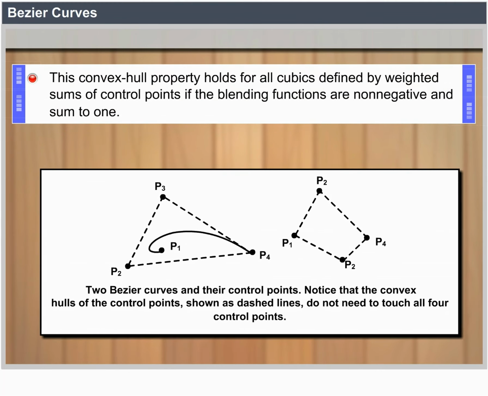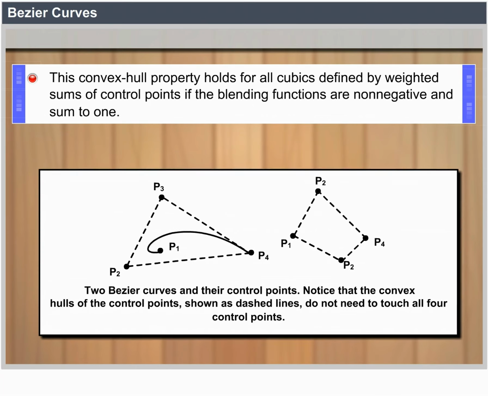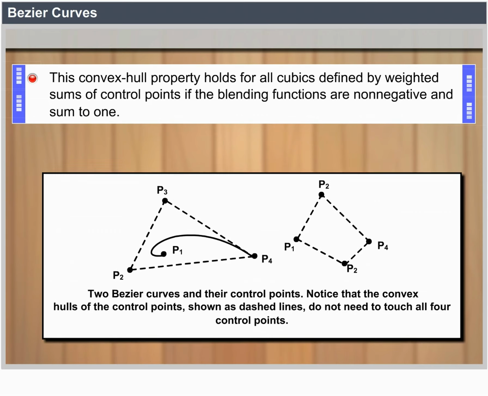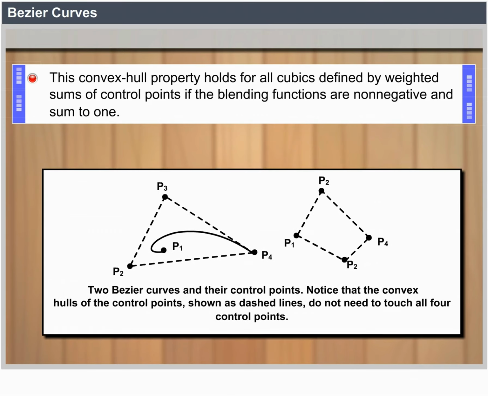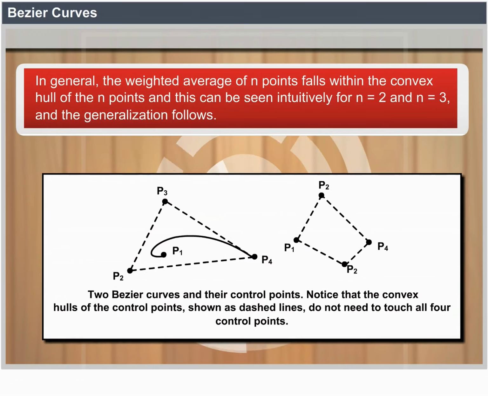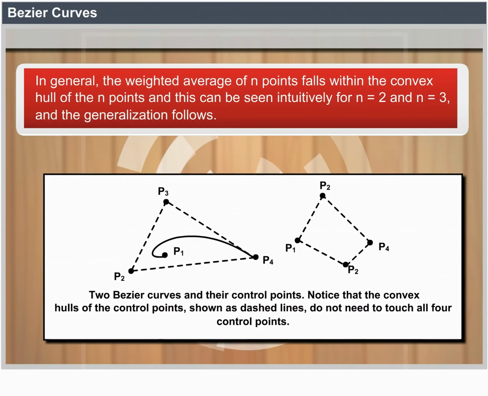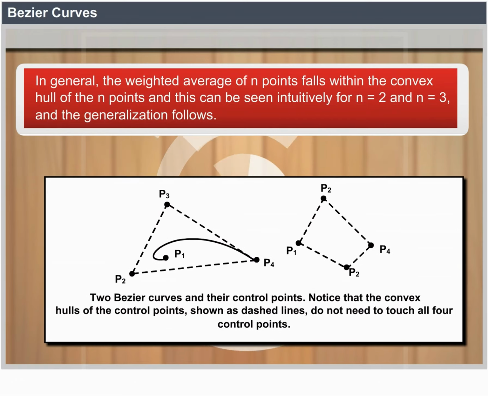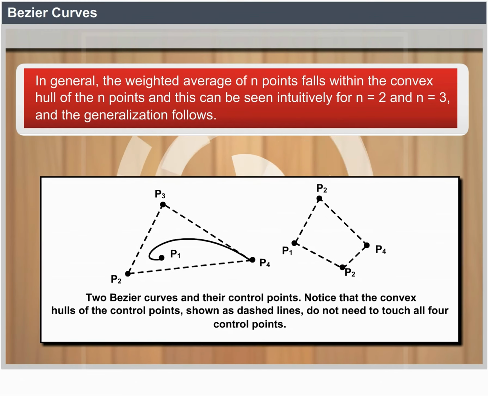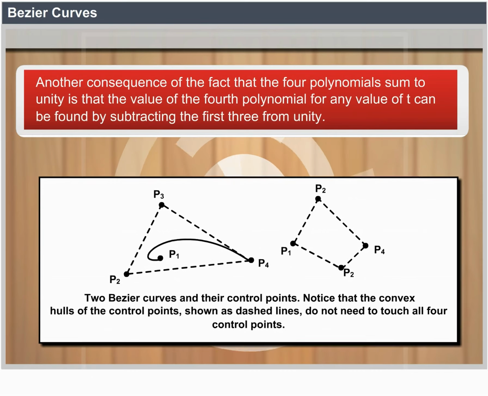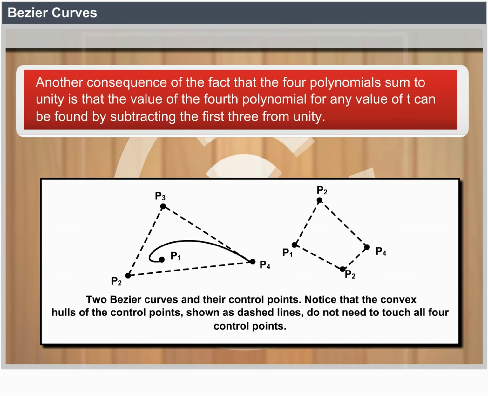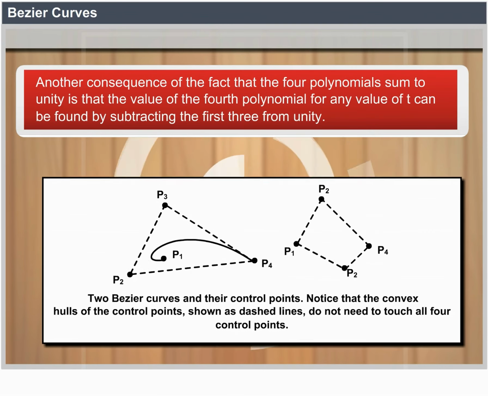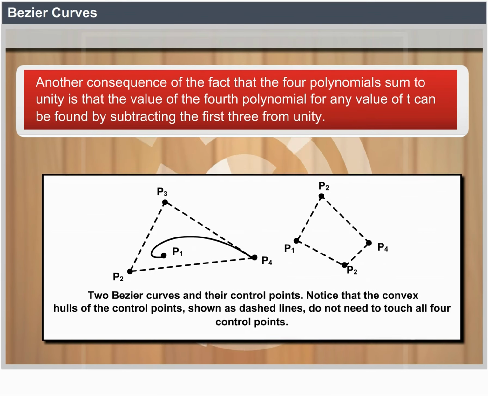This convex hull property holds for all cubics defined by the weighted sums of control points if the blending functions are non-negative and sum to 1. In general, the weighted average of n points falls within the convex hull of the n points. This can be seen intuitively for n equals 2 and n equals 3, and the generalization follows. Another consequence of the fact that the four polynomials sum to unity is that the value of the fourth polynomial for any value of t can be found by subtracting the first three from unity.